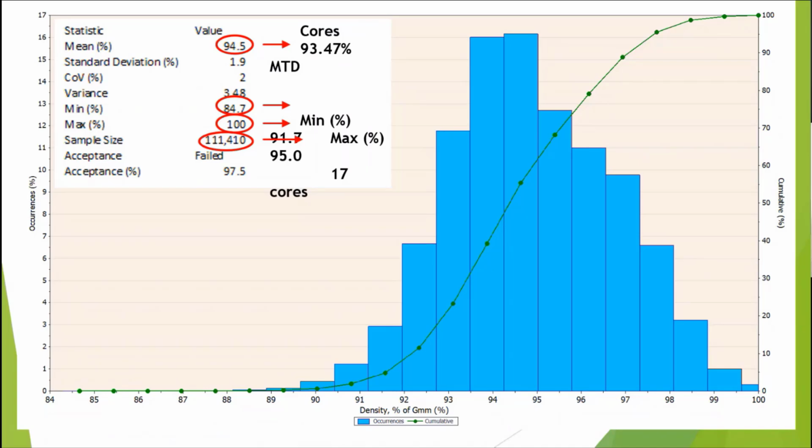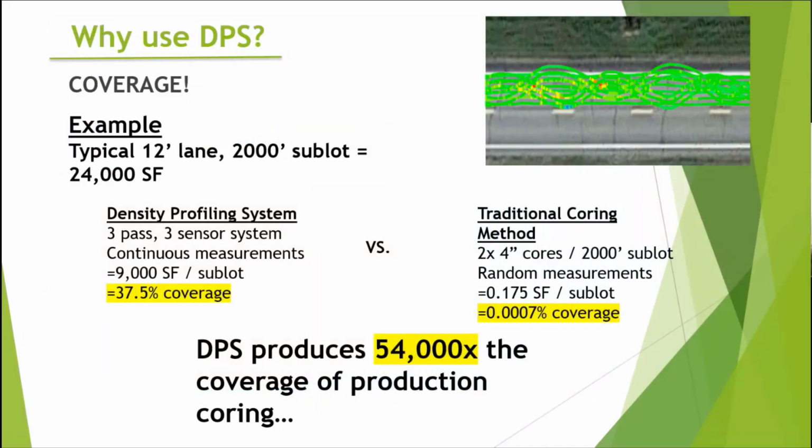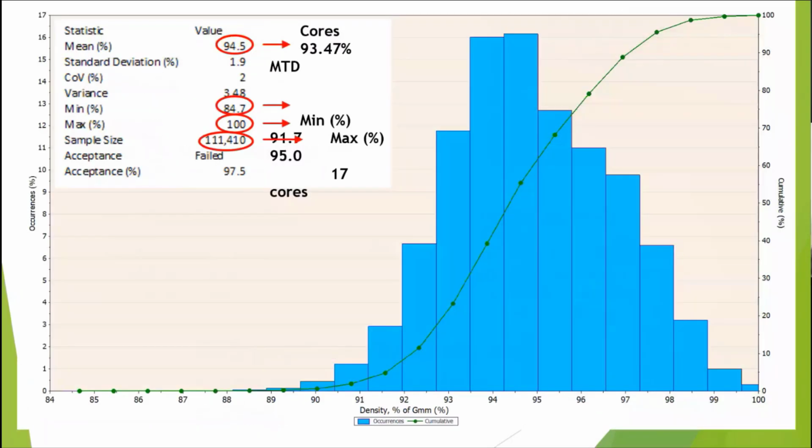And I remember talking with John quite a bit on this early on. He said, well, yeah, but the cores only came out 93.5%. The DPS is telling me it's 94.5. Well, why is that? Coverage. Cores, we do them randomly, but they're still random, right? There's still a limited amount of sampling. And so that's one thing.